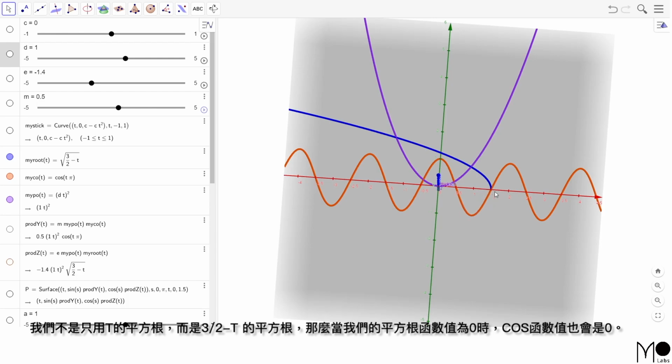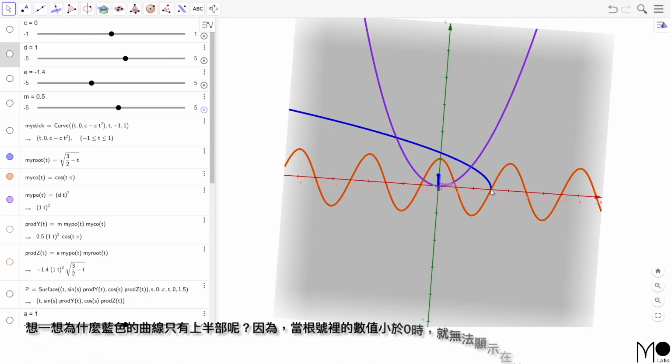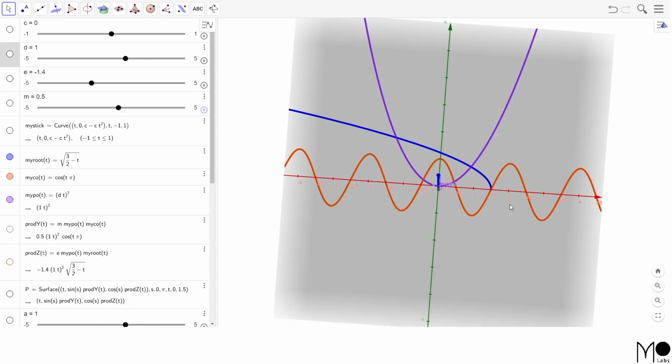Okay, and as you can see, the square root function, the blue one, only goes up to here. It doesn't continue. Why is that? The reason is that for values of t greater than or equal to 3/2, so 3/2 is 1.5, the thing below the square root will be negative, and the square root is not defined for negative values. So that's why the blue function just stops here. It's undefined for greater values of t.